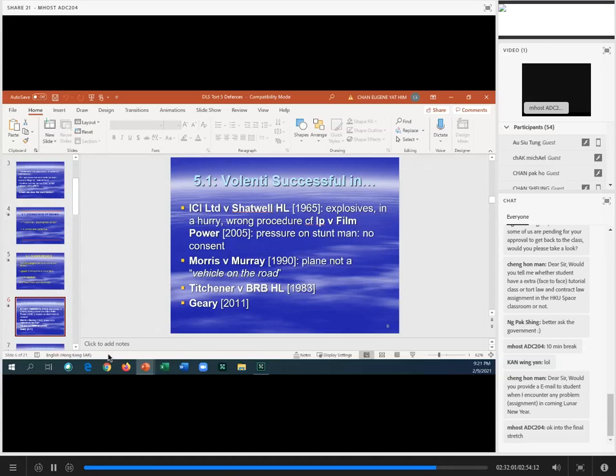Don't take a shortcut. Now, an interesting case which goes the other way is Ip and Film Power. Ip and Film Power is on page 123. And in Ip and Film Power, it concerned a stuntman. Okay, well, Hong Kong had a flourishing film industry. Was it Run Run Shaw? Was it the other one?